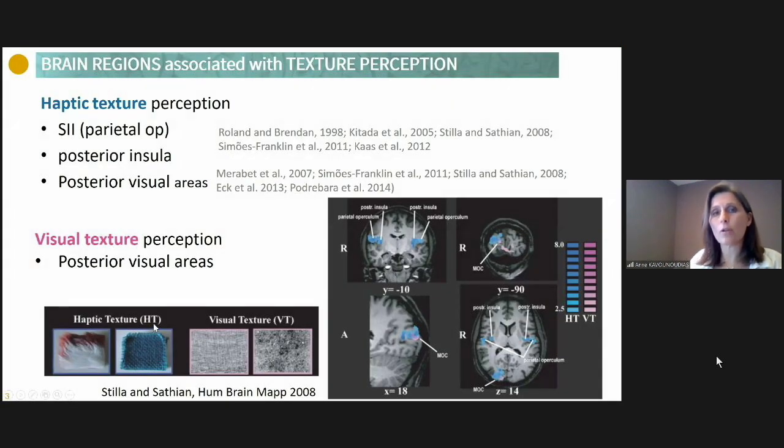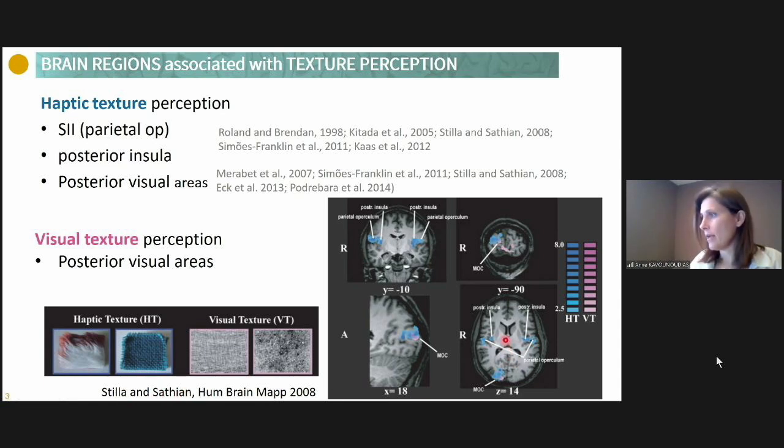Until now, most fMRI studies focused on haptic texture perception and stressed the importance of the secondary somatosensory cortex, the posterior insula, and strangely, activation of the posterior visual areas has been frequently reported during a pure tactile task, as well as during the pure visual task. This is what Stilla and Sathian reported in their experiment.